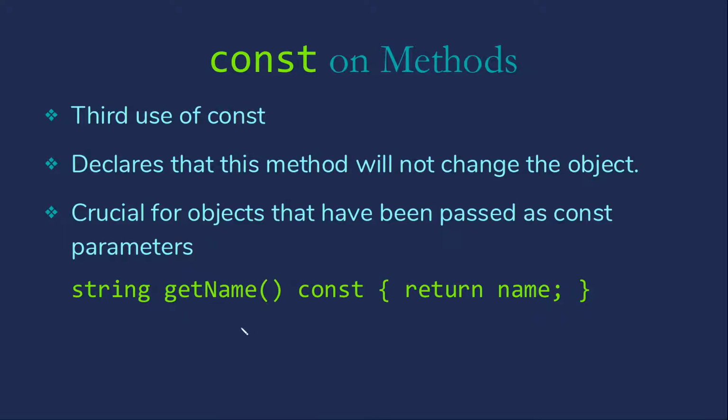Generally speaking, any getter you write should be const. Obviously, constructors and setters won't be. But then look at all the rest of your methods and say, does this change the object or not? If it doesn't, make it const.